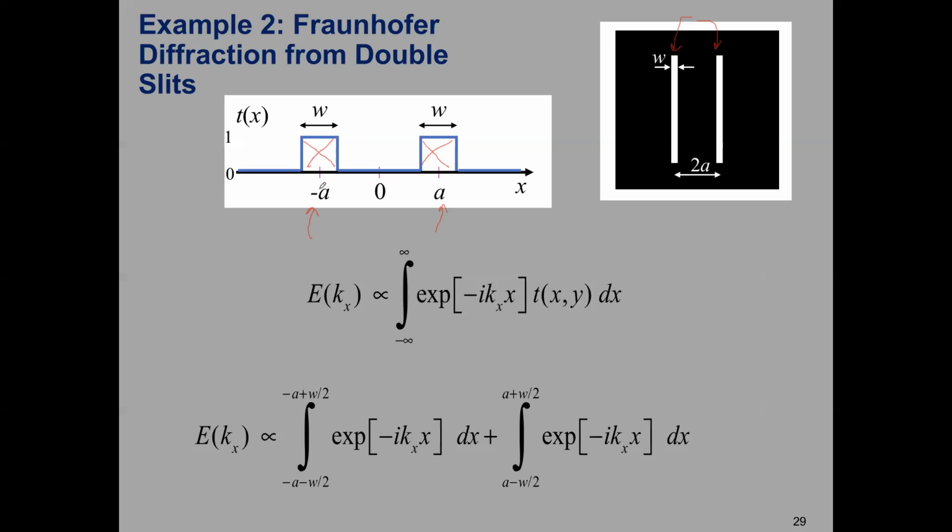So we could write this single Fourier transform integral as two integrals with the correct bounds to integrate only over this area here and this area here. And that's what's shown down below. You'll see the first integral is integrating over the negative part of t(x), so this negative rectangle. The second integral is integrating only over the positive region where t(x) is not 0.